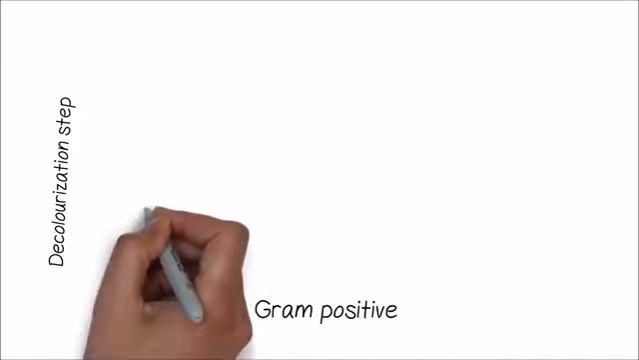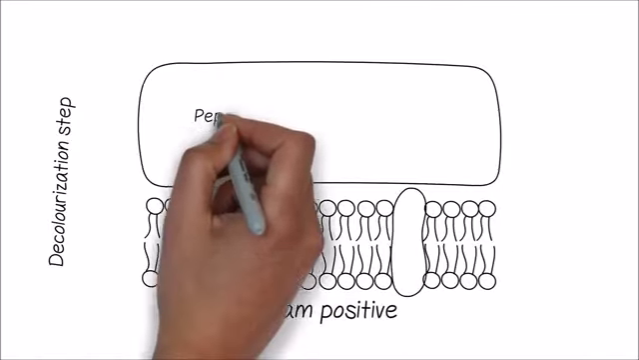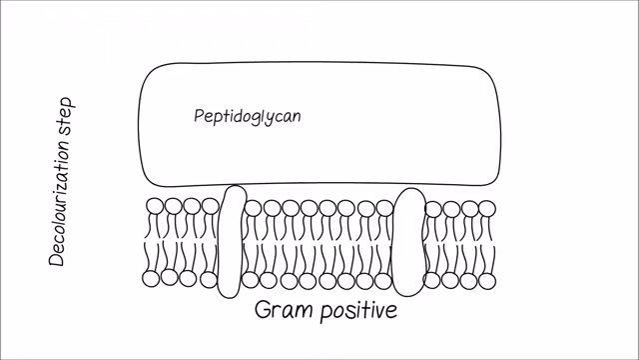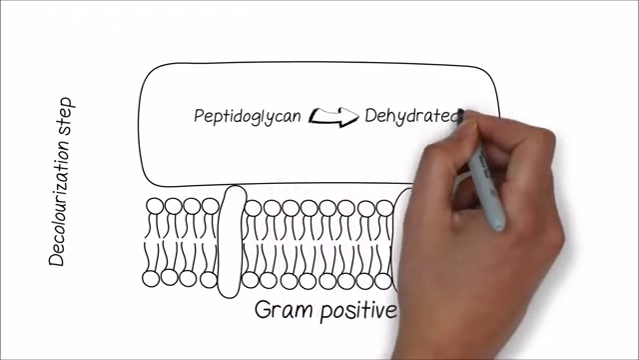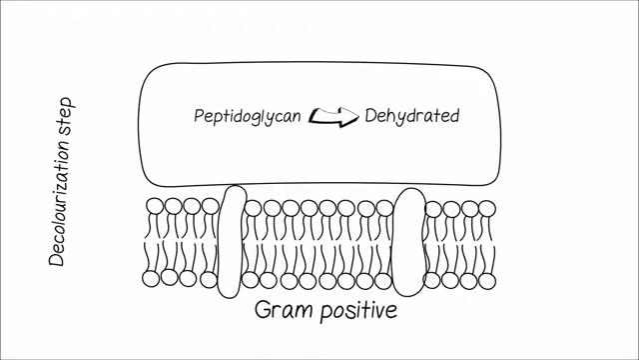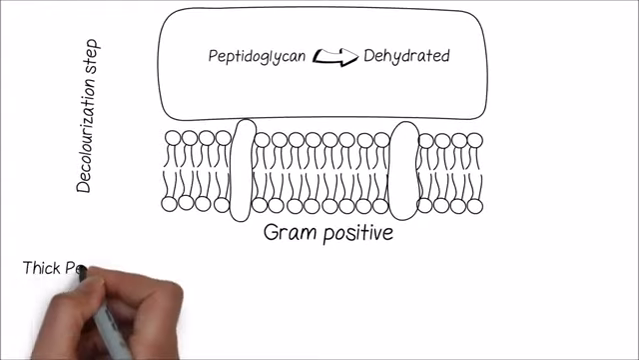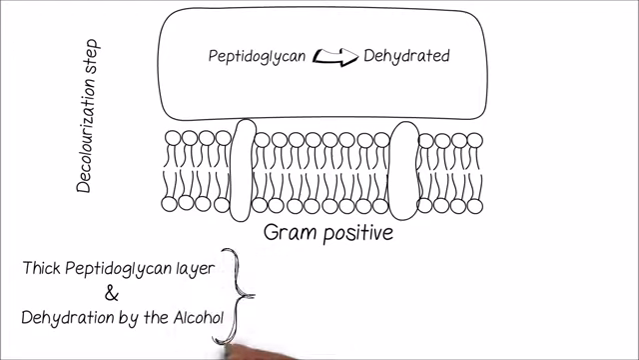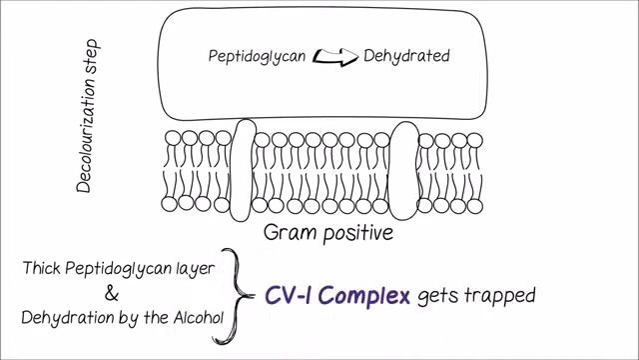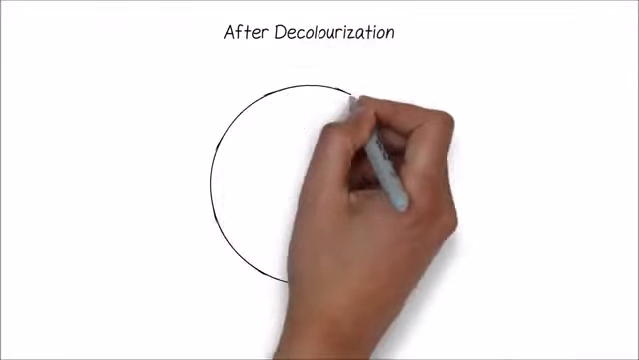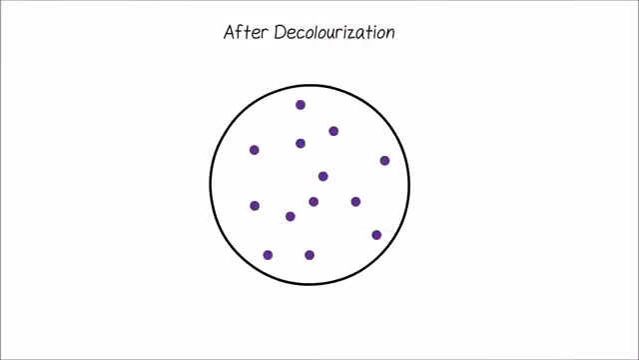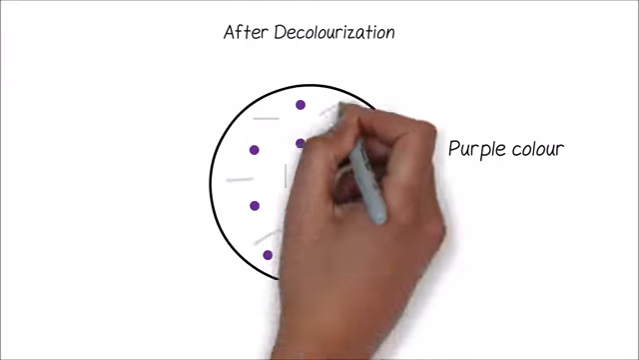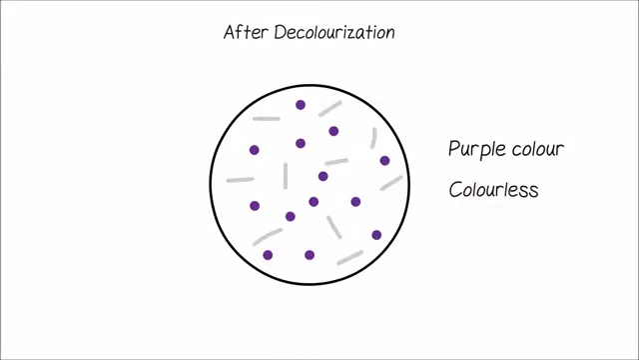On the contrary, the thick and multi-layered peptidoglycan in gram-positive bacteria will be dehydrated by the addition of alcohol. Because of the thick peptidoglycan layer, and dehydration by the alcohol treatment, the CVI complex gets trapped in the cell. Therefore, after the decolorization step, the gram-positive bacteria appear purple in color, and the gram-negative bacteria become colorless.